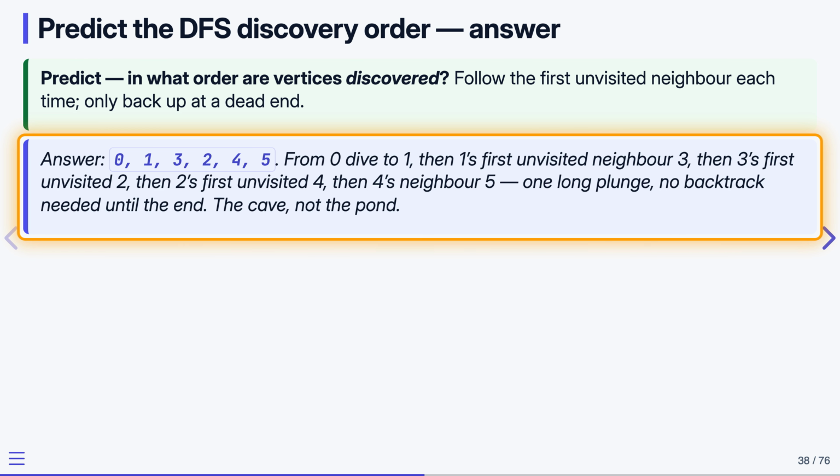Here is the answer: 0, 1, 3, 2, 4, 5. From 0 we dive to 1. From 1 we take its first unvisited neighbor, 3. From 3 we take 2. From 2 we take 4. From 4 we reach 5. One long plunge with no backtracking needed until the very end. The cave, not the pond.